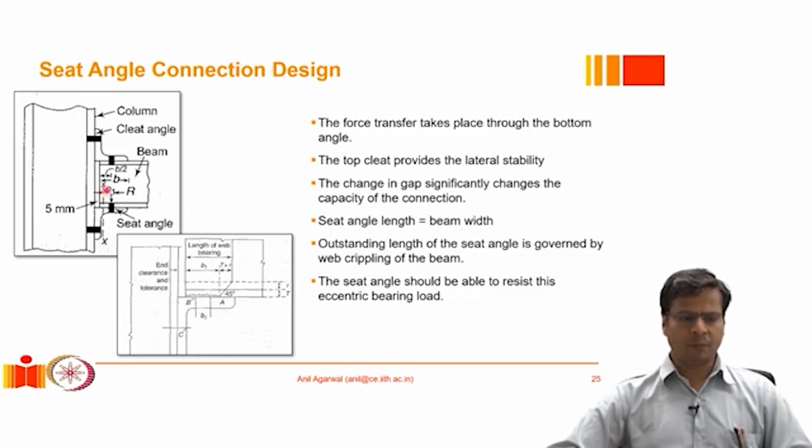Here one must realize that there is again a gap left between the beam and the column, and the purpose is the same, that it should allow some flexibility for the beam to rotate. So therefore there is a gap left. Now, if that gap is too little, it will not give the beam any flexibility to rotate, and when the beam wants to rotate, it will pull on this cleat angle, and it will introduce unnecessary tension force demand, which we can avoid simply by increasing this gap.